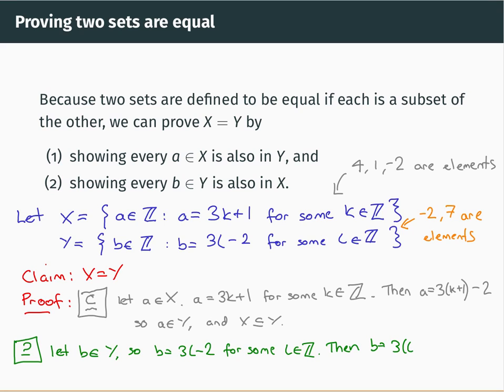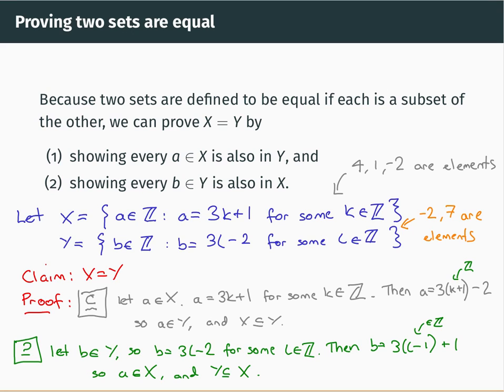B is equal to 3 times (L minus 1), plus 1, because if you multiply this out again, you get 3L minus 3 plus 1, which is 3L minus 2, which is B. But now this is an integer multiple of 3, because L minus 1 is an integer. So we've got an integer multiple of 3 plus 1. And X is the set of all integer multiples of 3 plus 1. So B is an element of X. And we've proved every element of Y is also in X. So we have proved Y is a subset of X.